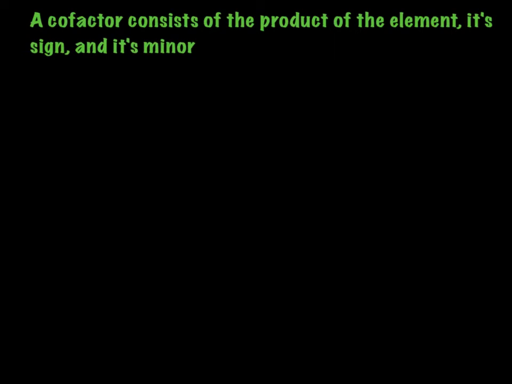So now I need to define a cofactor for you, and that consists of the product of the element, its sign, and its minor. So you'll find the minor, like I said, crossing out the row and column, and find that determinant. You will take that element and its sign and multiply those things together. So it might look something like this.